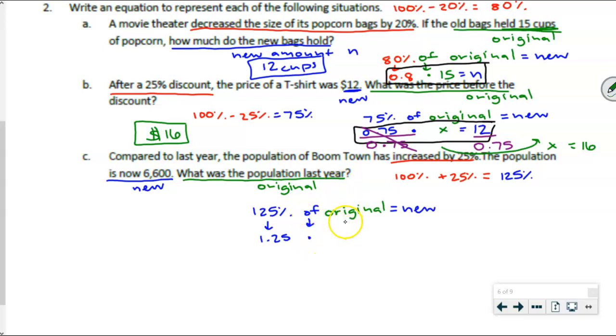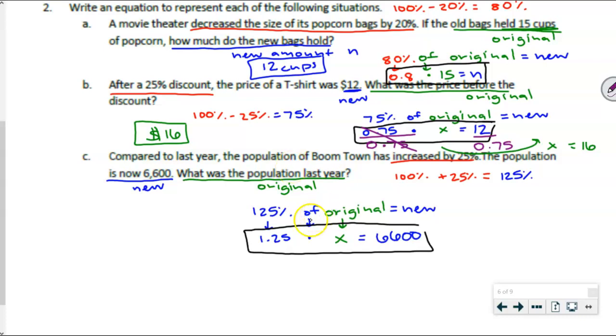And the original amount in the beginning of this problem, we don't know. That is what the question is asking. So we're going to use the variable x. What is it equal to? It's equal to the new population. And it tells us the new population, what it is now, is 6,600. So this is the equation. With this as the equation, we now need to solve it.